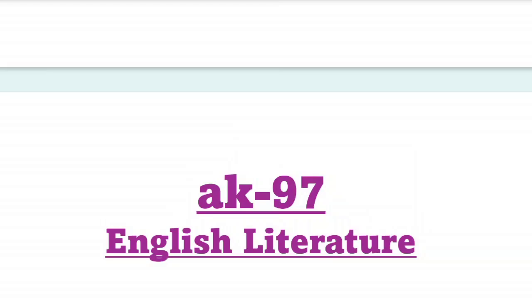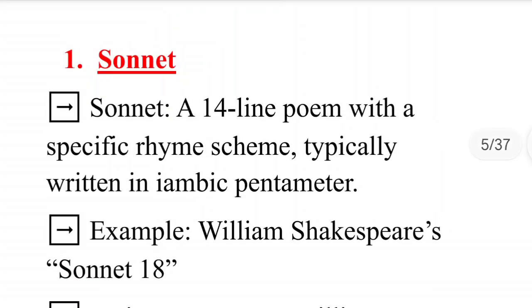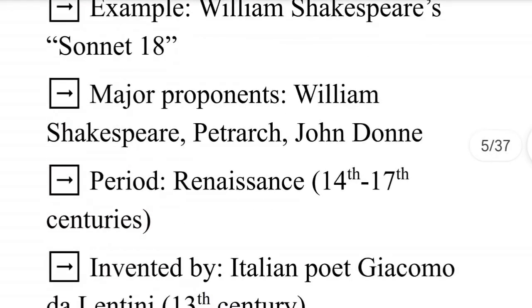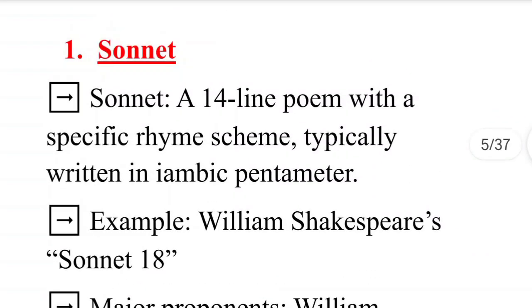Yes, as we move forward, sonnet. The first type of poetry, that is sonnet. Here we have the definition, example, the major proponents of that form, the period, and who invented it. Yes, here you can see the sonnet. Sonnet is nothing but a 14-line poem with a specific rhyme scheme, typically written in iambic pentameter. As we all know, sonnet is a 14-line poem.